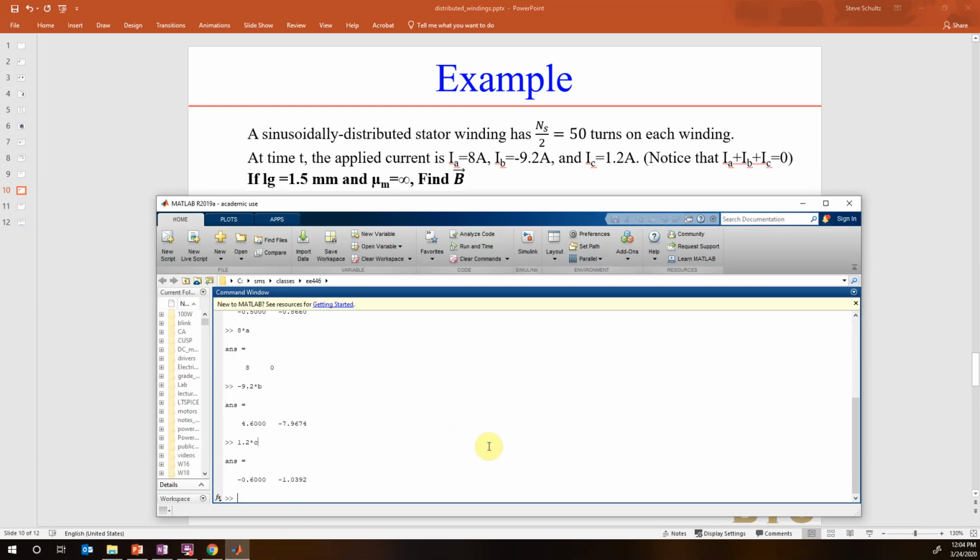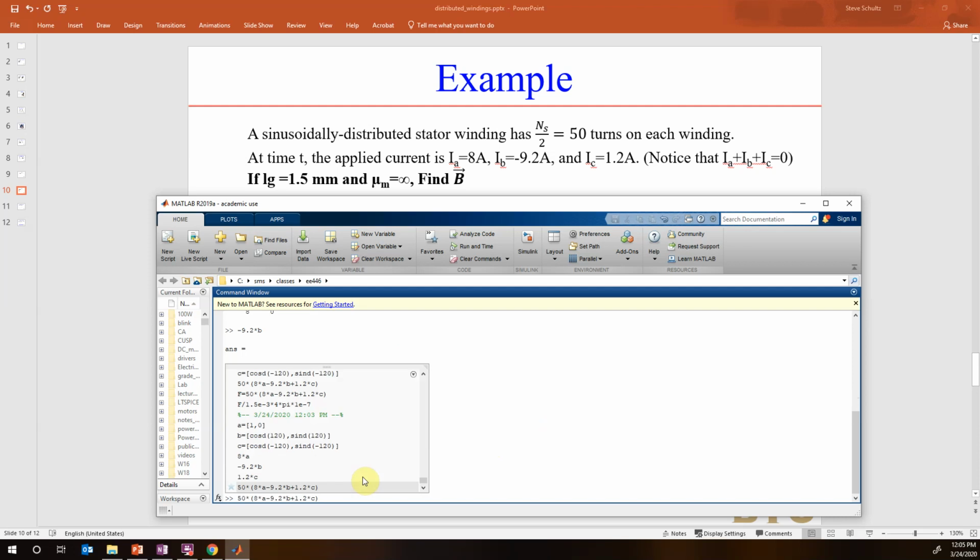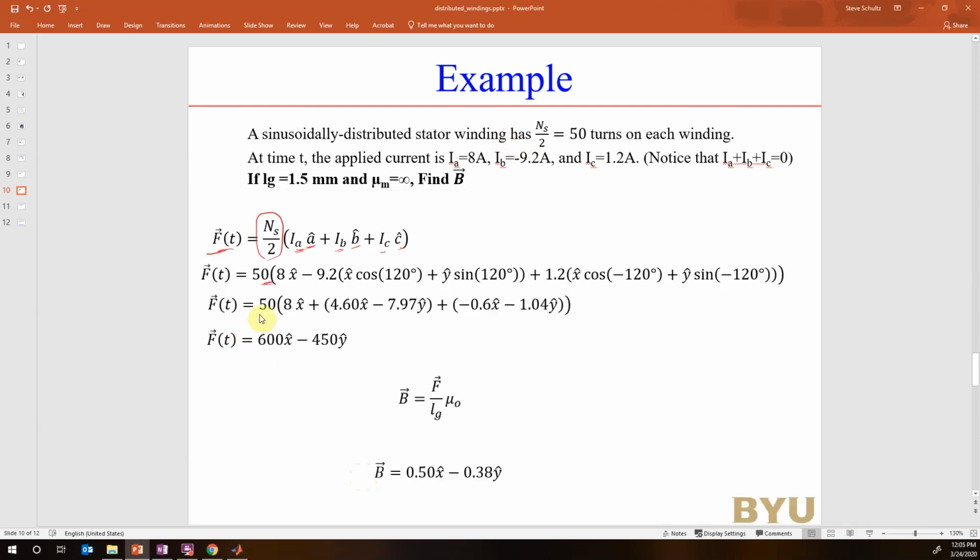And then when we get the whole thing together, we're going to go 50, which is my Ns over 2, times 8 times A minus 9.2 times B plus 1.2 times C. And you see that number right there, that is equal to my F. So that's this F right here, which we plug all the way down.